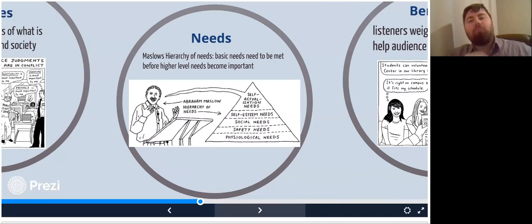Now, if those bottom level needs are not met, you're not going to care about your legacy if you're starving. If you don't feel safe, you're not going to care about what people think about you, if you feel like your life is in danger because you're in fight or flight mode. So that's where Maslow's hierarchy of needs comes in.